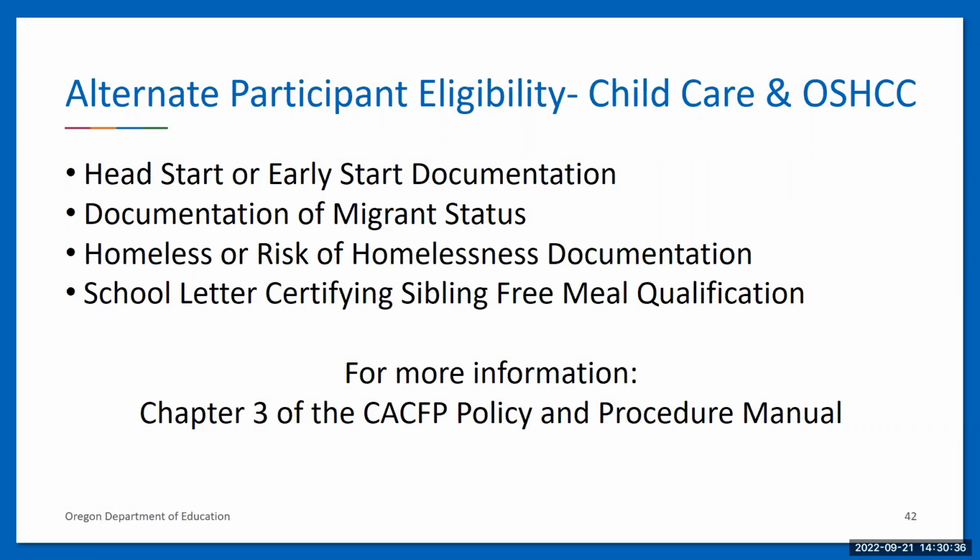If your organization uses alternate forms of determining eligibility, ensure that it is included in your organization's written procedure. For more information on what this documentation looks like, please see Chapter 3 of the CACFP Policy and Procedure Manual. We will be adding a link to the chat for your convenience.